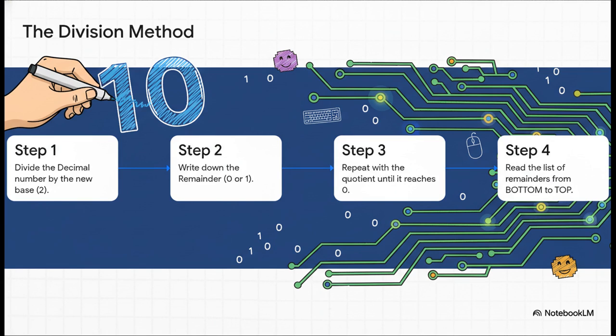You know, the method for this is actually beautifully simple. You just keep dividing your number by 2, and each time you just jot down the remainder. Now think about it. Since you're dividing by 2, that remainder is always going to be either a 0 or a 1. So you keep doing this until you hit 0, then you just read that list of remainders you wrote down from the bottom up, and boom, that's your binary number.